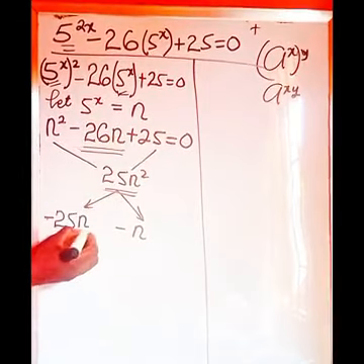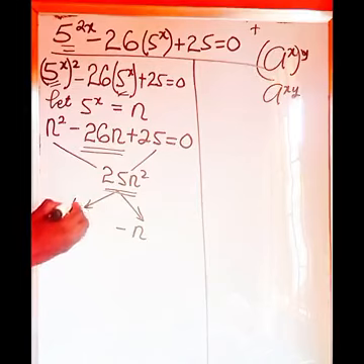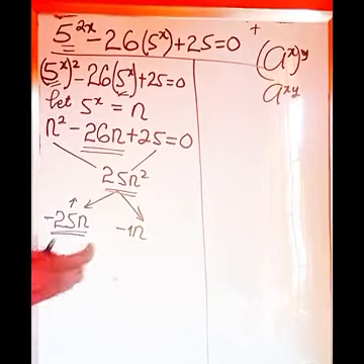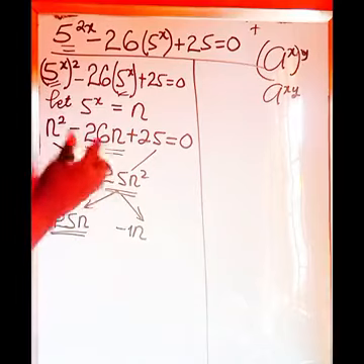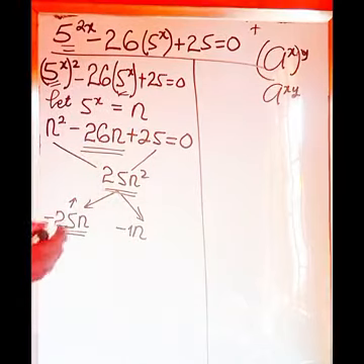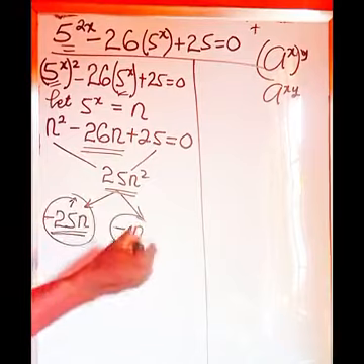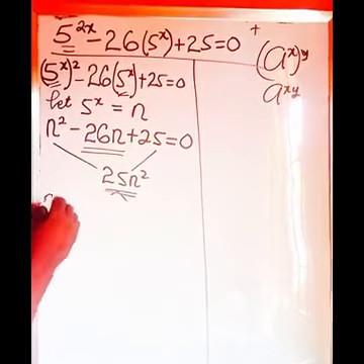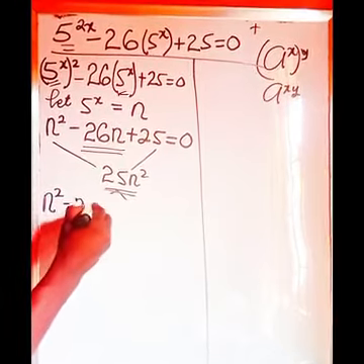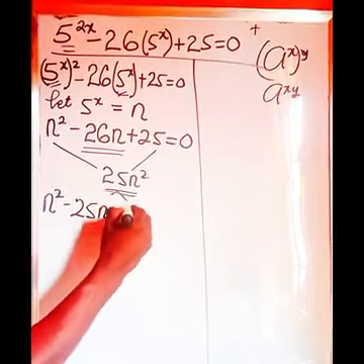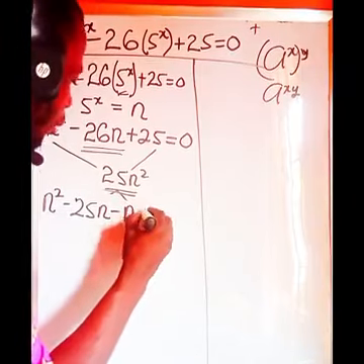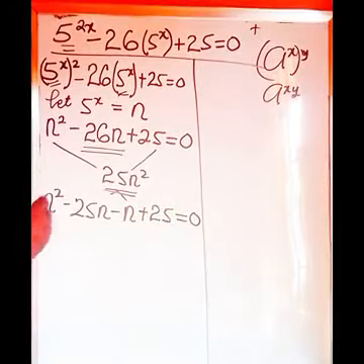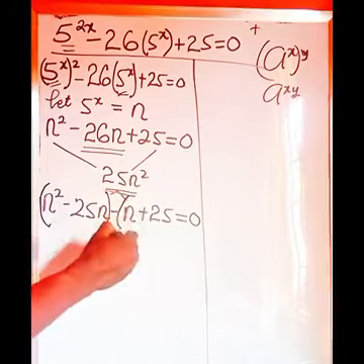Just like you are owing 25 naira from Mr. Lagbada, you are owing 1 naira from Mr. Isaac. How much are you owing together? You are owing a total of 26. Let's try it out. So let's replace the middle term with these numbers. So we have n squared minus 25n minus n plus 25 equals 0.